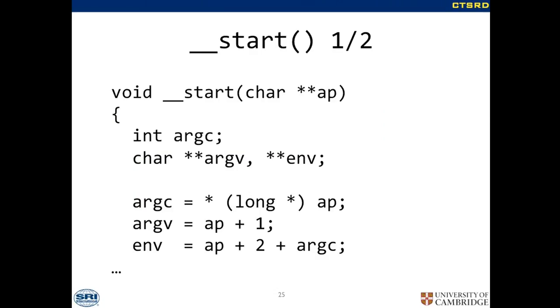Let's take a look at start. I've condensed start onto two slides by stripping out all the bits about all the conditional cases for dynamic libraries and all the conditionals for profiling. So it's just the minimal thing. First up, we're setting up the argument vector. So we have AP, which, as you recall, is that pointer to the top of the stack. We know that that is, in fact, a pointer to argc.